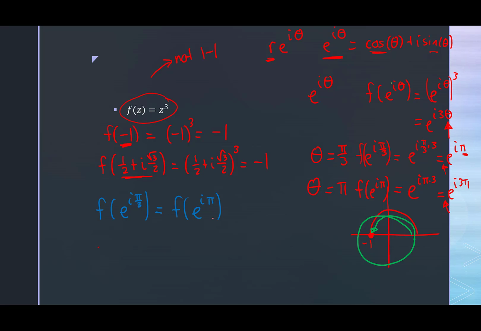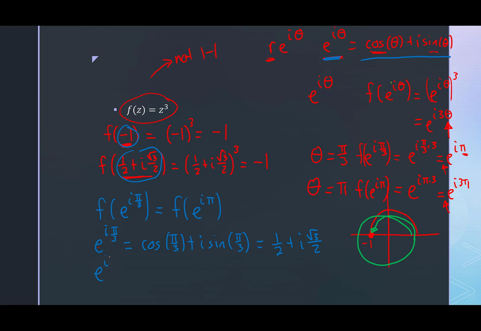And so we know right off the bat that this function is not 1 to 1. Now if you're like, wait, how did you get negative 1/2 plus i square root 3 over 2 though? Well, remember, e to the i theta is equal to cosine of theta plus i sine of theta. So e to the i pi over 3 is equal to cosine of pi over 3 plus i sine of pi over 3, which, using our trig knowledge, is equal to 1/2 plus i square root 3 over 2.